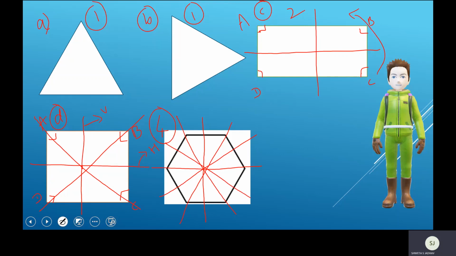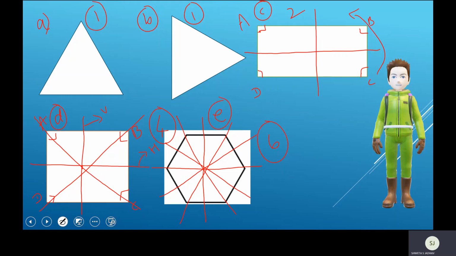So here in the hexagon, we can see that there are 6 equal sides and also 6 equal angles. Right? All angles are equal. So it forms horizontal, vertical, diagonal and also lines joining the midpoints of opposite sides. The midpoints of these two sides also form symmetry. So we have 6 axes of symmetry in the hexagon. In figure E, we have 6 axes of symmetry.